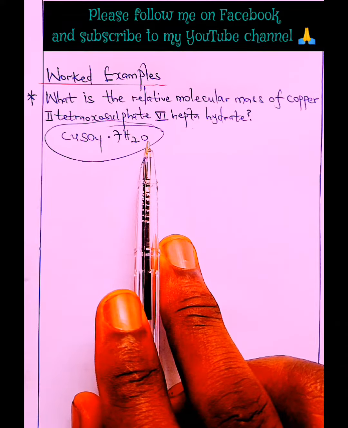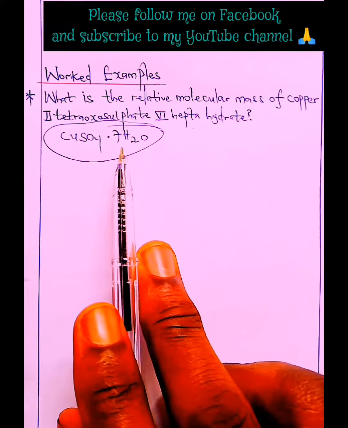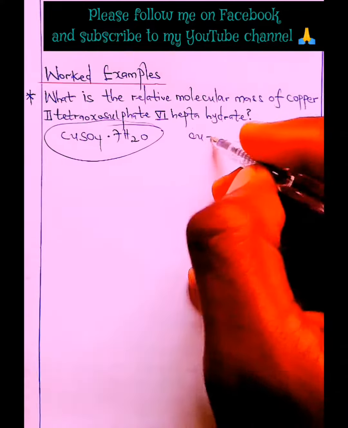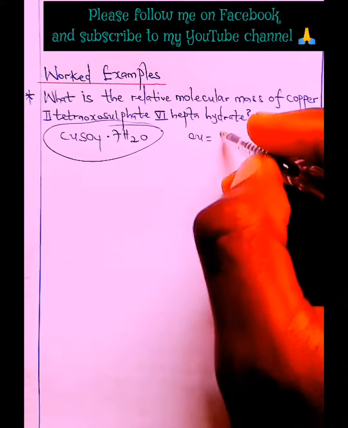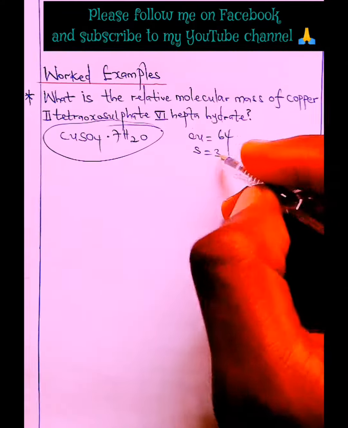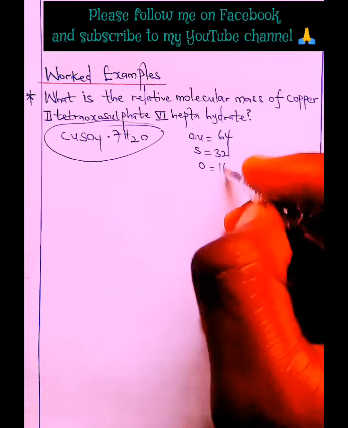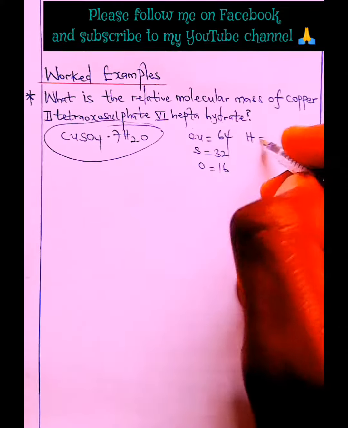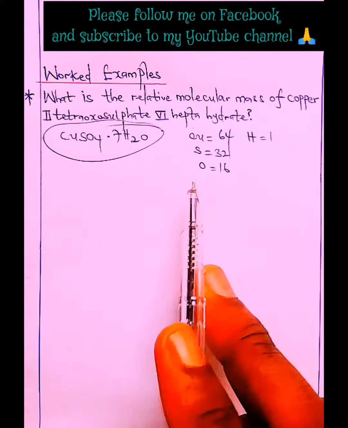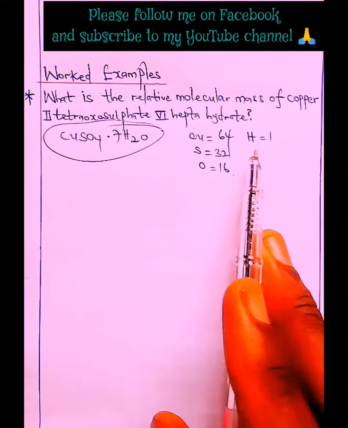So first of all, let's get to know the mass of each atom of the elements we have right here. Copper is 63.5, approximately 64 units. Then sulfur is 32, oxygen is 16, hydrogen is 1, and I think we're done with that. So we have copper 64, sulfur 32, oxygen 16, hydrogen 1.